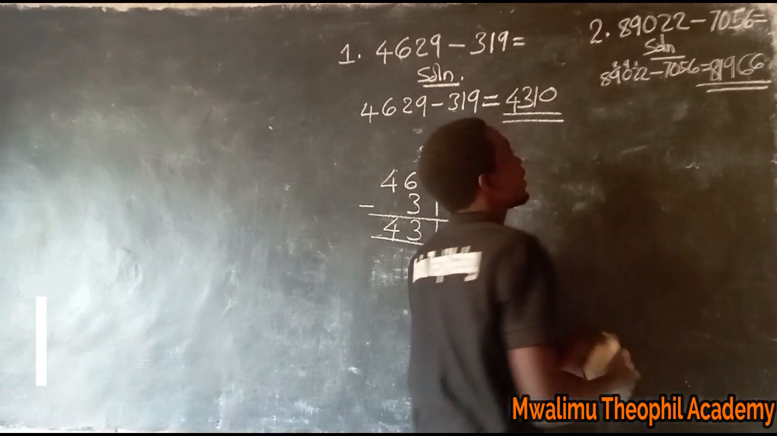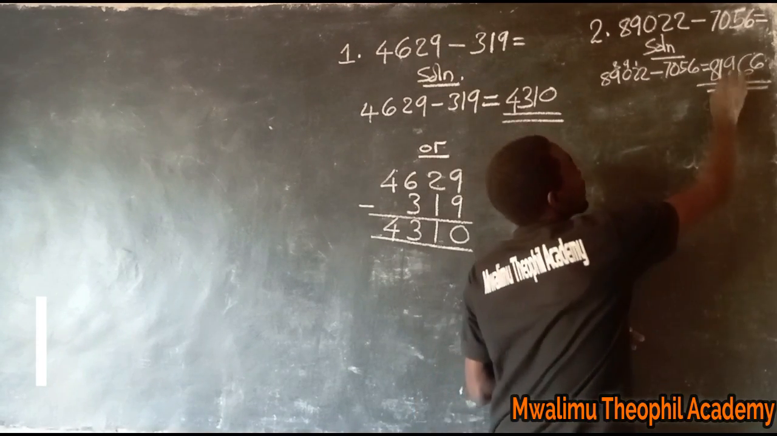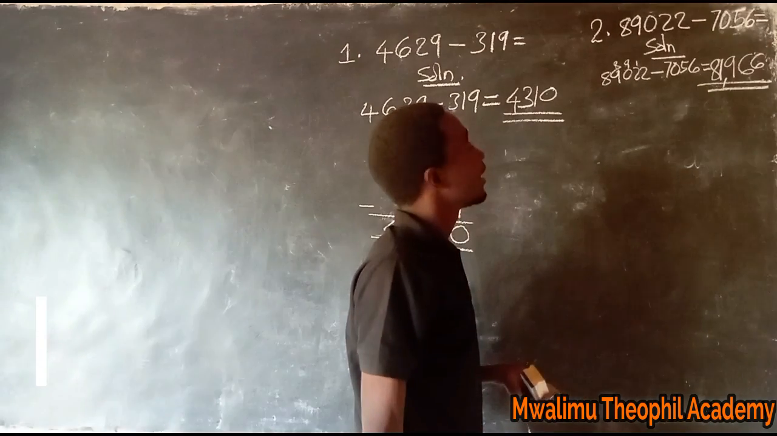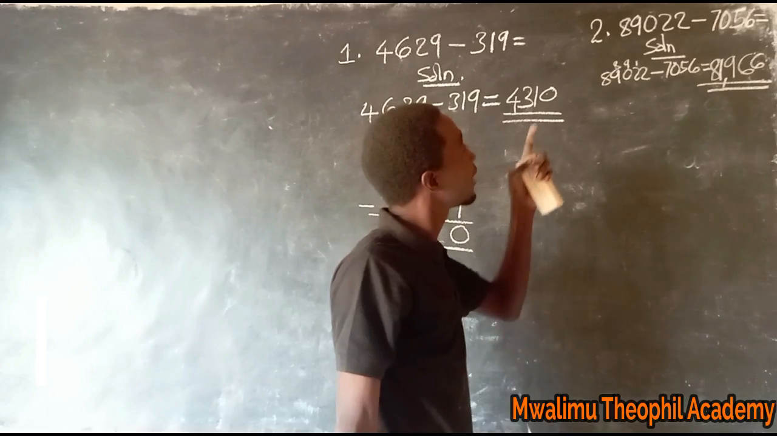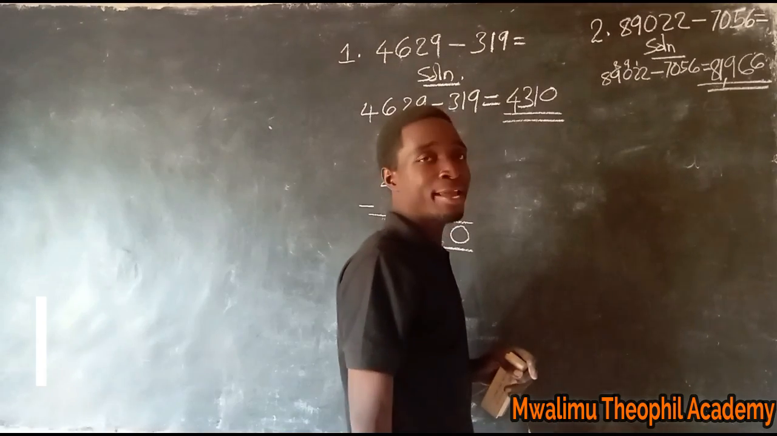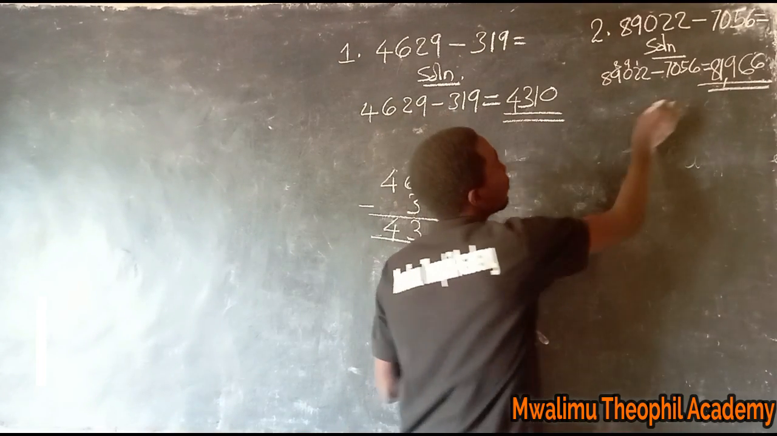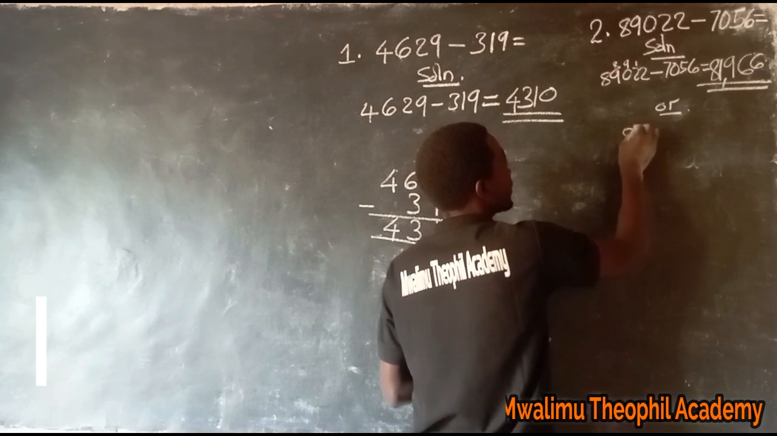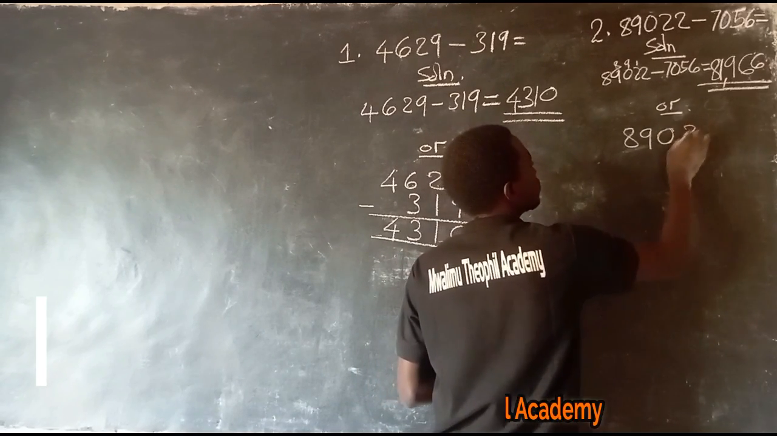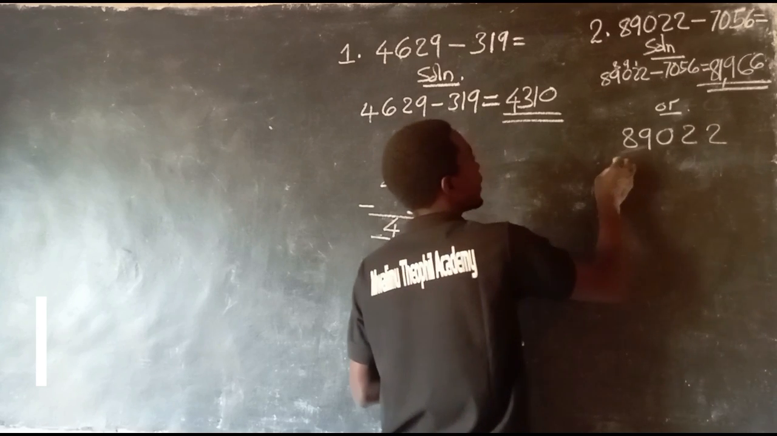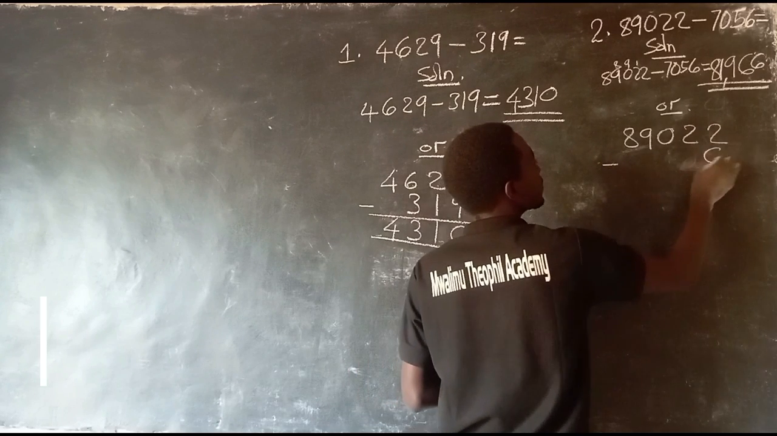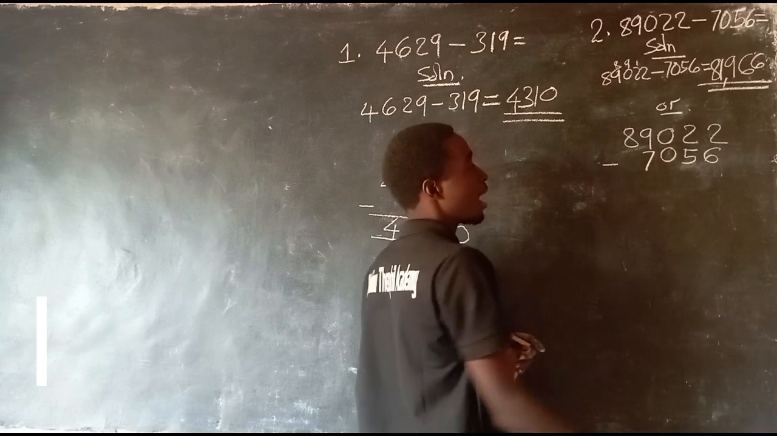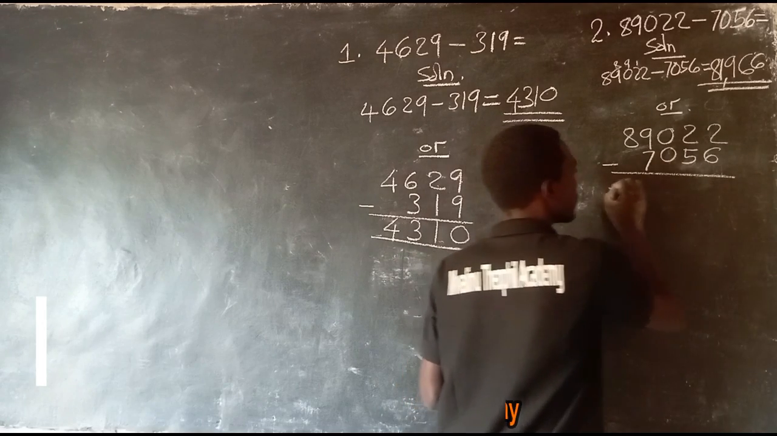So the answer here is 81,966. After that, let us see the way we can carry out that subtraction by vertical method. By vertical method, it becomes as follows. We have 89,022 minus 6507. Now we put an equal sign as follows.